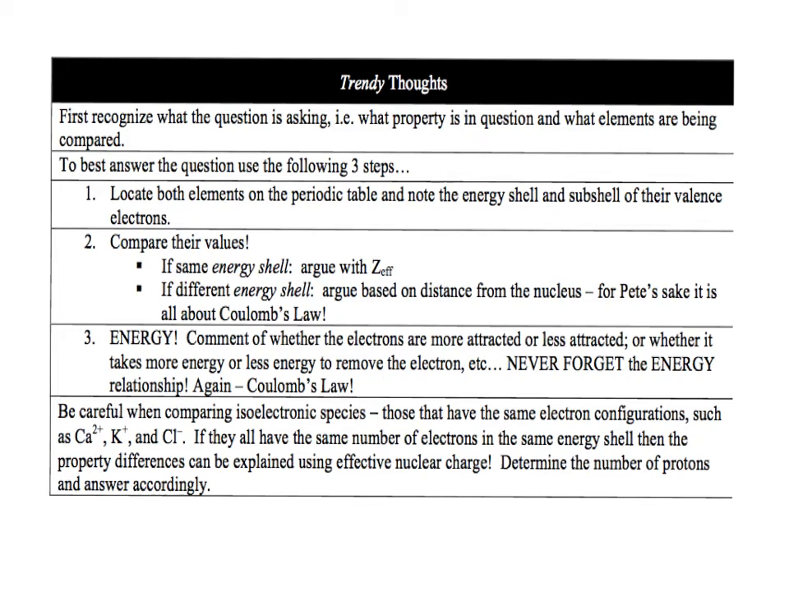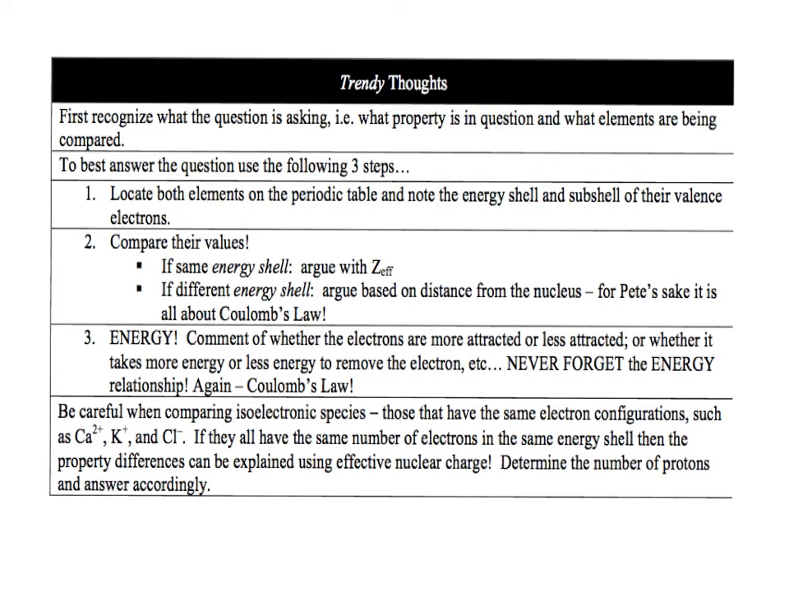Whenever you're working trends, follow these steps. First, locate the elements you're comparing and check if it's a matter of being in the same column or in the same row. If they're in the same energy shell or energy level, we talk about effective nuclear charge. If they're in different energy levels, we're basing it on shielding or Coulomb's law.